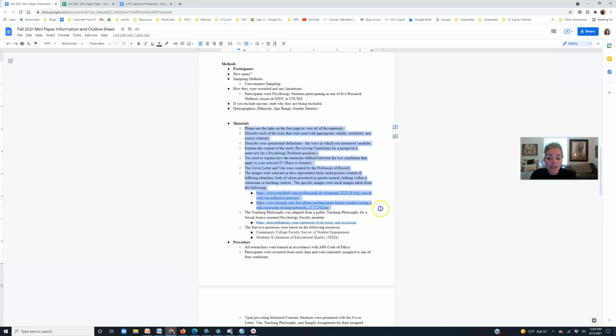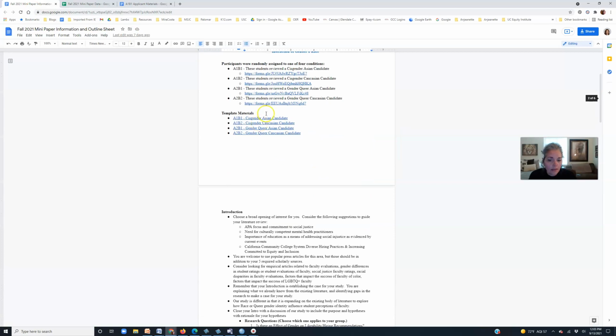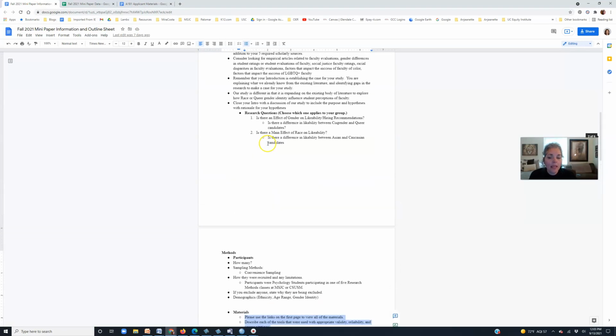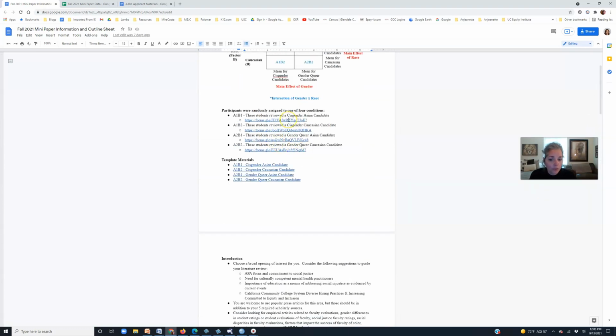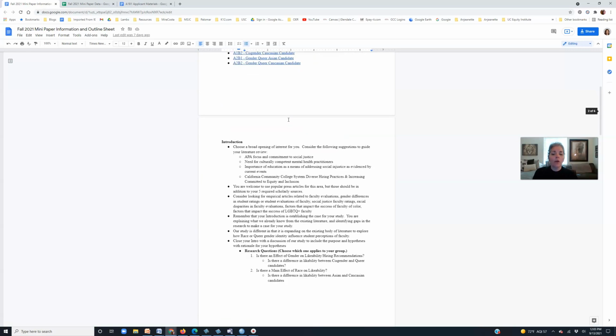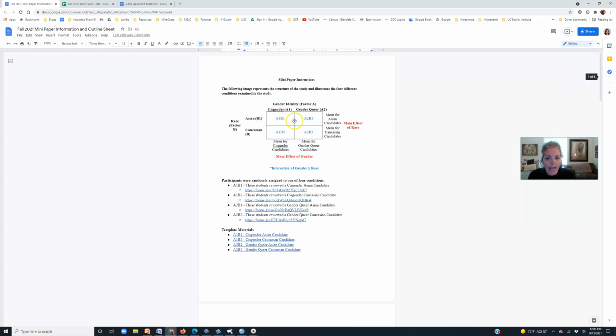You also need to describe the materials. So use the links that were provided to the materials. Describe them. Describe each of the surveys that were asked. Go to the actual Google link and go ahead and look at those surveys that were conducted. What types of questions were asked? What was the rating scale?